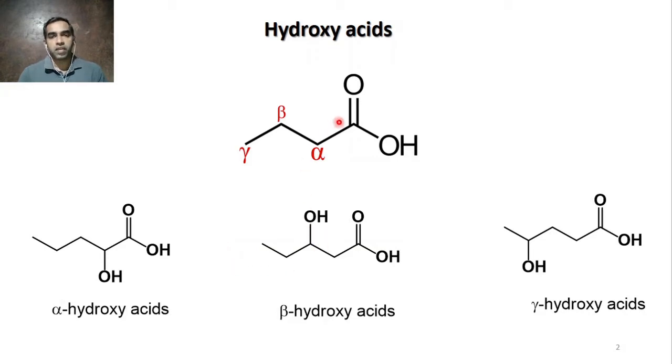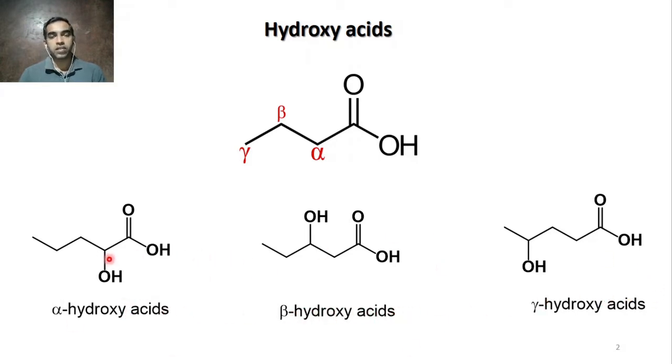And if you see the structure of any acid, if you want to number the carbon, this is carbonyl carbon, then this is alpha, this is beta, and this is gamma. Alpha carbon is the one which is next to this carbonyl carbon, then beta is next to alpha, and gamma is next to beta. This is how we call it as alpha, beta, gamma carbons of an acid. Or if you take any carbonyl compounds, ketones, aldehydes, carbon next to carbonyl is alpha. Remember this. So accordingly, you have alpha hydroxy acid, beta hydroxy acid, and gamma hydroxy acid.